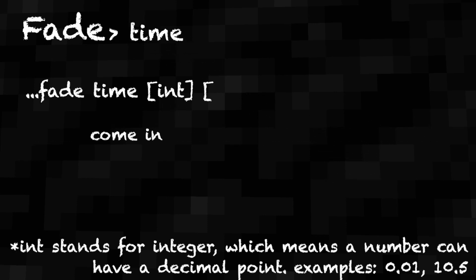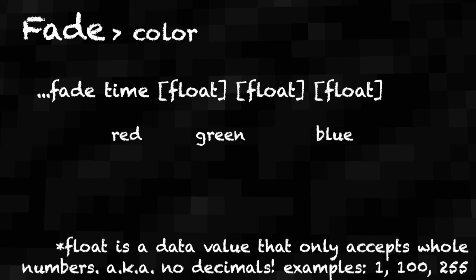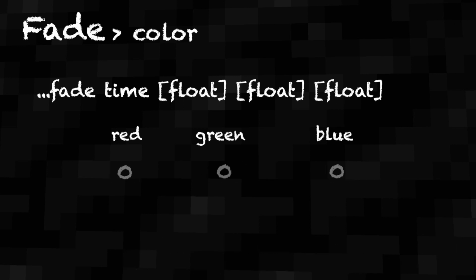With time, you can choose how long you want your fade to take to come in, how long you want it to hold, and how long you want it to take to leave. With color, you can set the red, green, and blue levels of your fade to match what color you'd like it to be. If you'd like white, do 255 3 times. And if you'd like black, do 0 3 times.